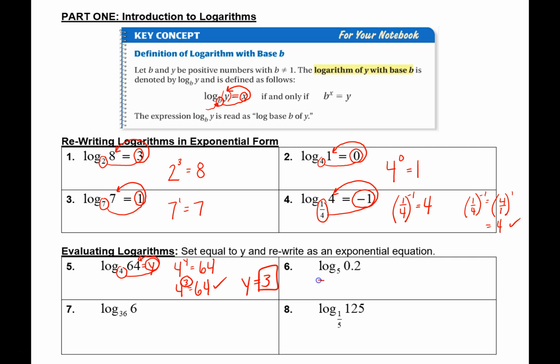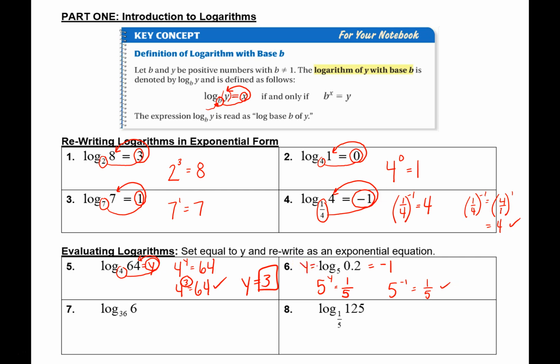Let's do another one. Base 5, we're setting it equal to y, so that y will be our exponent, is equal to 0.2. Now I'm going to write 0.2 in this one as a fraction because that's going to help us to see things more easily. I'm going to write that as 1/5. So you'll notice here that the base 5 has to go down to the denominator, so that means this y value has to be negative. And it's going to be a 1 because the 5 doesn't change at all, it just moves. So then log base 5 of 0.2 is equal to negative 1 because 5 to the negative 1 power is 1 over 5.